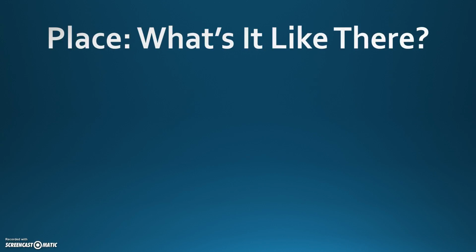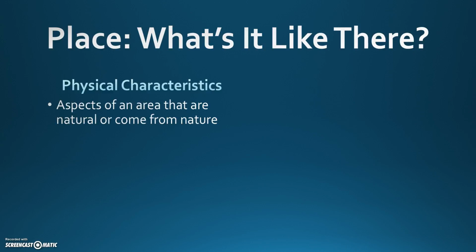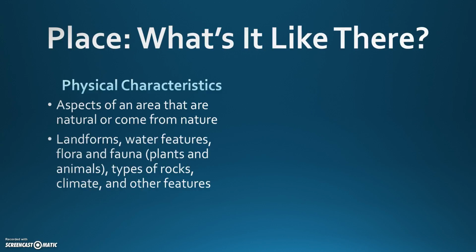So the first category we usually put these things into are physical characteristics, and these are going to be anything that is made by nature, that comes from nature. So things that would belong in this category would be landforms, mountains, plateaus, plains, prairies, that sort of thing. Water features, whether it's giant saltwater bodies of water like oceans and bays and seas and sounds and gulfs, or is there freshwater like rivers and lakes and that sort of thing.